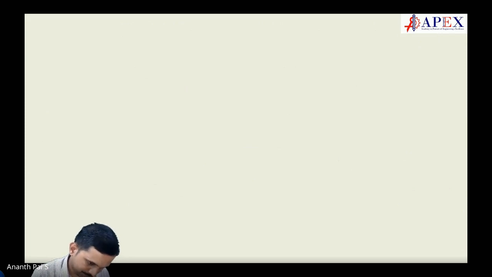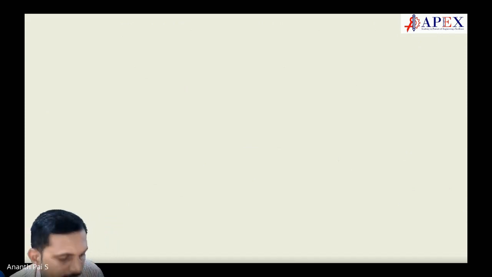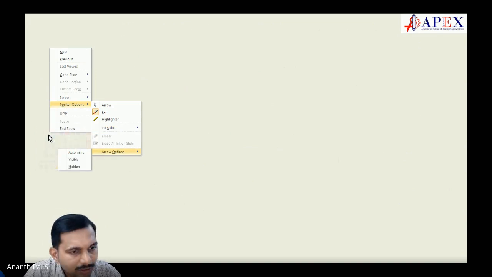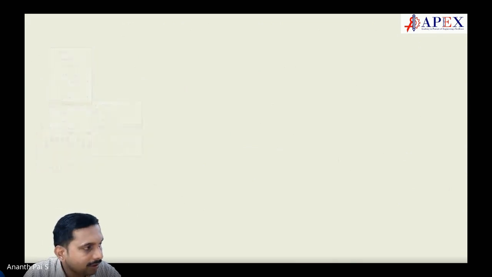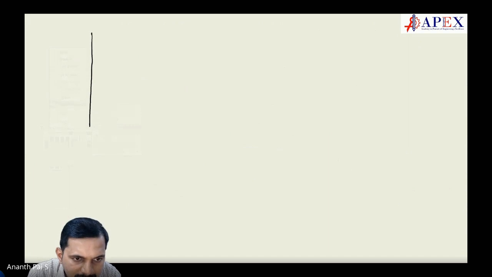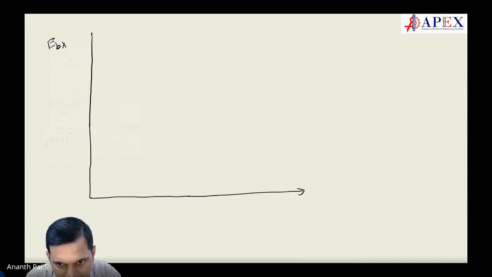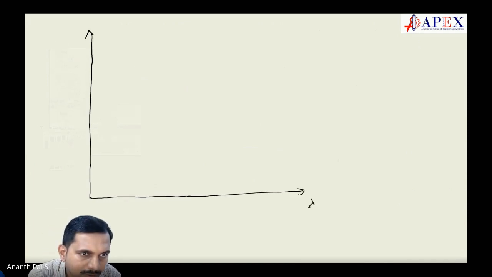Now we'll continue. One of the main things is how the spectral emissive power varies with lambda, along the spectrum. So if this is the E_b lambda axis, and this side is the lambda axis, this is the spectral emissive power.